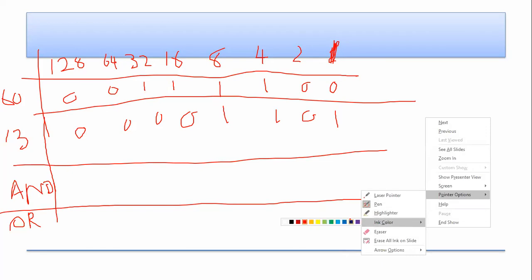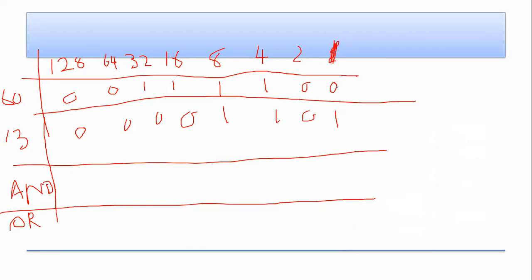Here not both are 1, then this is 0. Here not both are 1, that is 0. Here both are 1. If it is the AND operator, both should be 1, so the output is 1 if both are 1. Here only one is 1, then the output is 0. Here both are 0, then the output is 0.